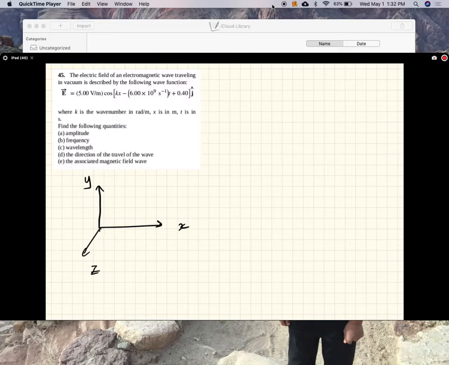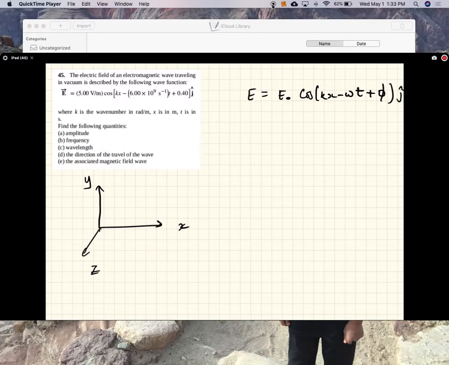The electric field is given like so: E naught is the amplitude of the electric field, times cosine of kx minus omega t plus phi. E naught is 5 volt per meter. We'll come to k in a second. There is omega, and there is phi, the phase constant. This is a wave traveling in the x direction, and the field points along j hat.